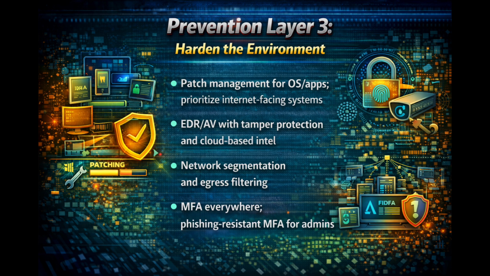On the network side, segmentation limits spread. Workstations shouldn't talk freely to servers, and production systems shouldn't accept random lateral connections. Add egress filtering so endpoints can't call out to any internet destination. This disrupts command and control traffic. And of course, MFA. Make it universal, but especially strong for privileged users. For admins, aim for phishing-resistant MFA like FIDO2 or certificate-based methods, because attackers specifically target admin sessions to scale impact.